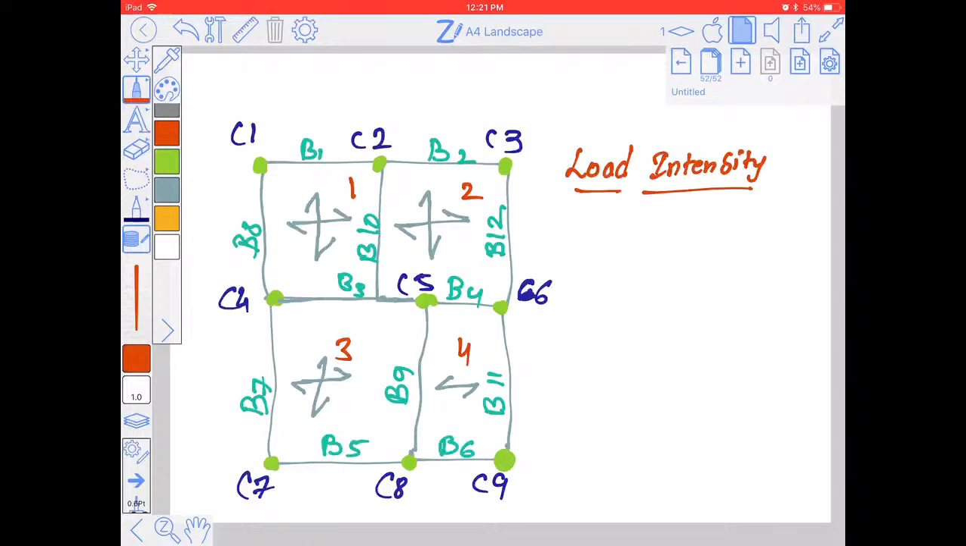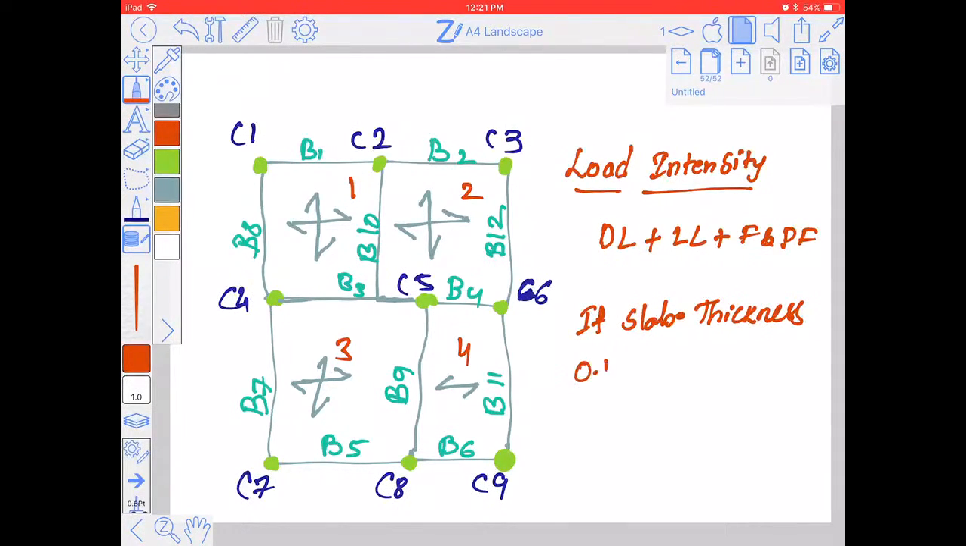Okay, so I'll continue. Here the load intensity needs to be calculated. Load intensity is the combination of dead load, live load, and floor and plaster finish. You know very well. Dead load, how much will I take if the slab thickness is 125 mm? Here I'll take 1 into 1 into 0.125 into 25, because that is the thickness, volume into the density of concrete, that is 25 kilonewton.